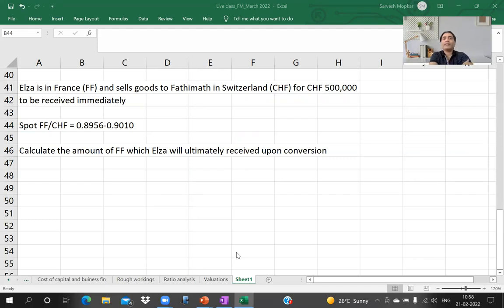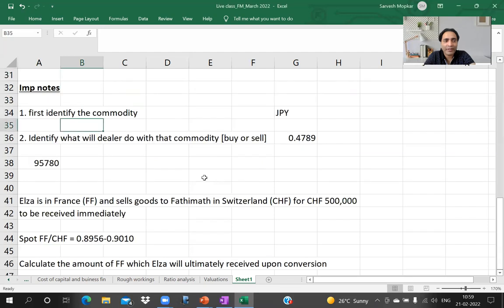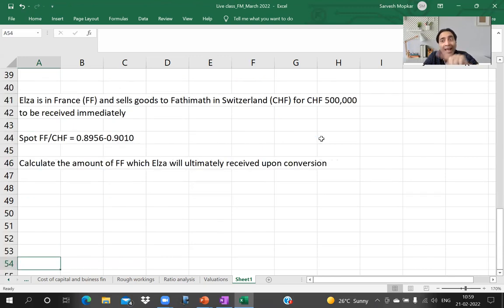Okay, Fatima says there is a small confusion between this question and the earlier one. Can you please compare and explain for clarity? Sure. Elsa says, Elsa is selling, so higher price. Elsa is selling. But should you focus on Elsa or should you focus on the bank? Look at the steps. Why are you guys getting so confused? The steps are so clear. Identify the commodity and identify what the dealer will do to the commodity. So we will not focus on what Elsa is doing. We will focus on what the bank is doing.